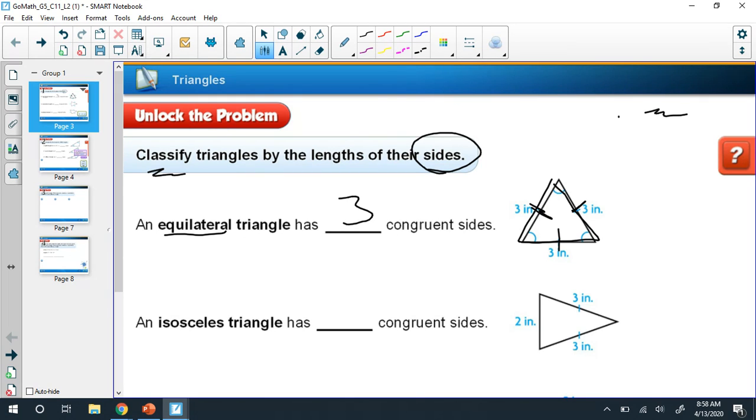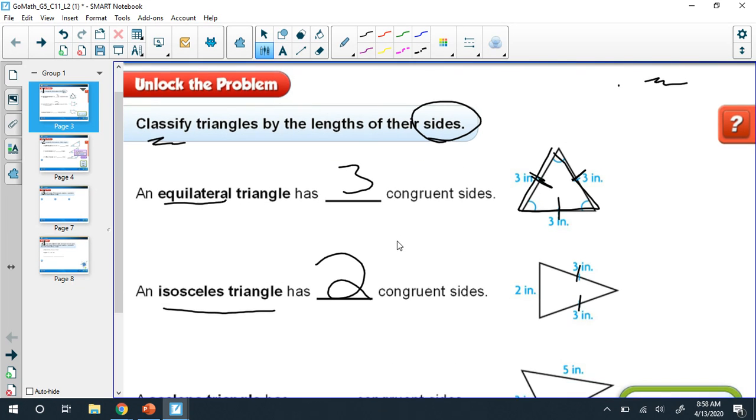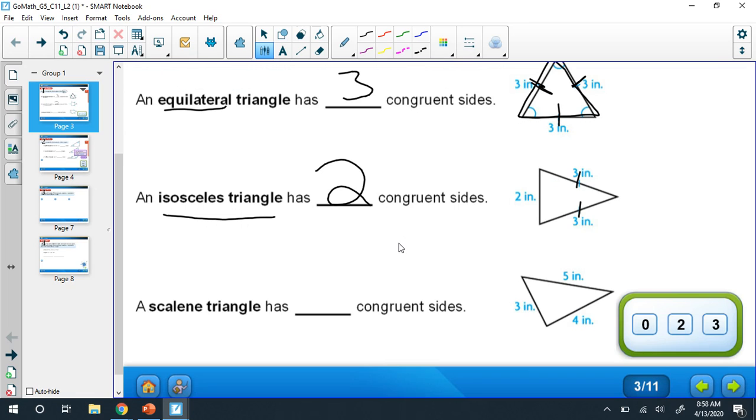Isosceles triangles don't have three congruent sides. They only have two congruent sides. And again, here we see one little tick mark on each of those. Our final name for a triangle based on its side length is a scalene triangle. And scalene triangles have zero congruent sides. So again, equilateral has all three, isosceles has two, and scalene has zero congruent sides.